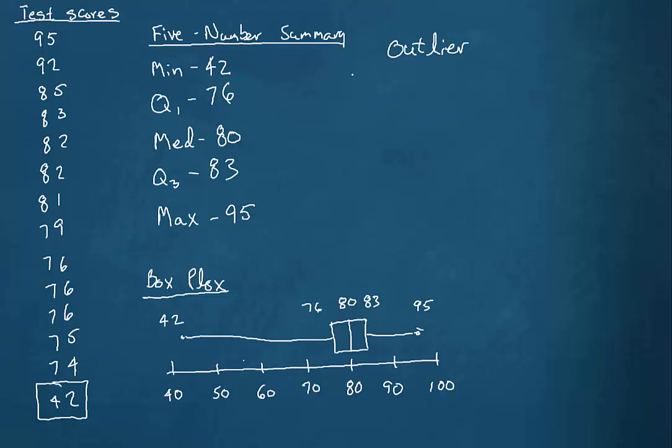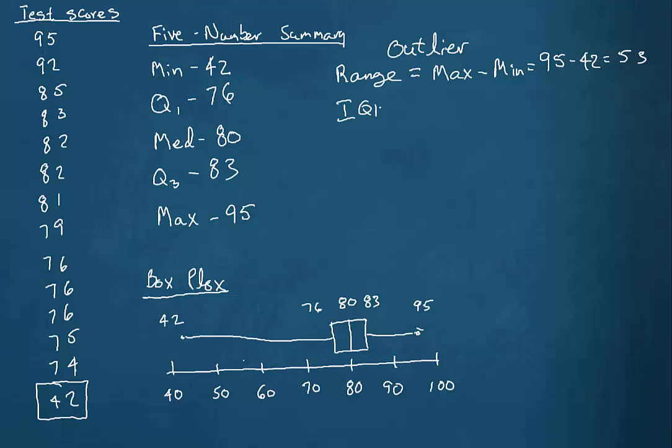In order for us to determine whether or not a data value is an outlier, we're first going to talk about a concept called the range. The range is very simply defined. It's nothing more than just the difference between the maximum and the minimum values. And in this case, that's just going to be 95 minus 42, which will give us 53.